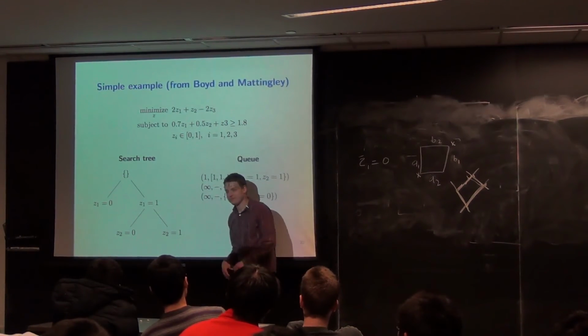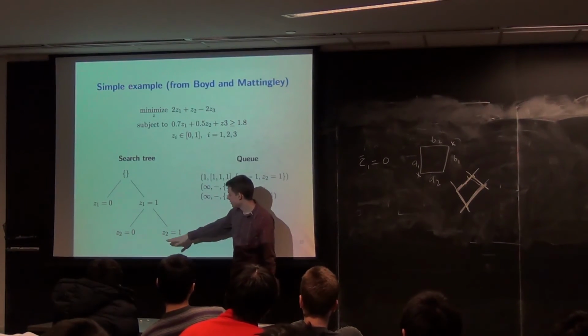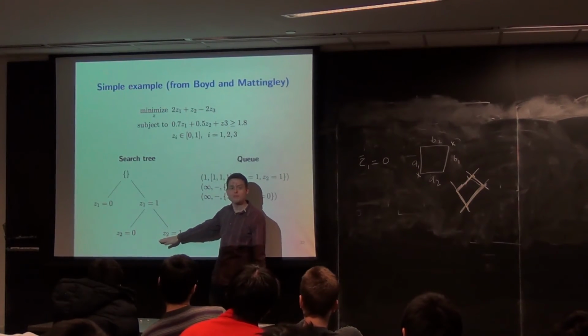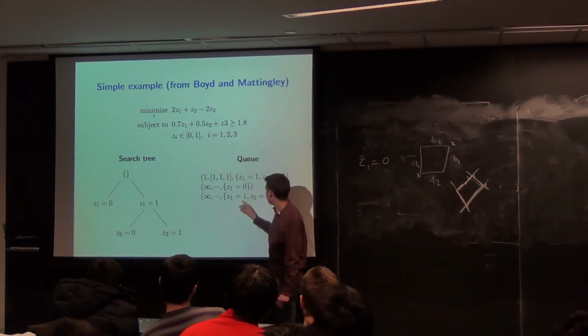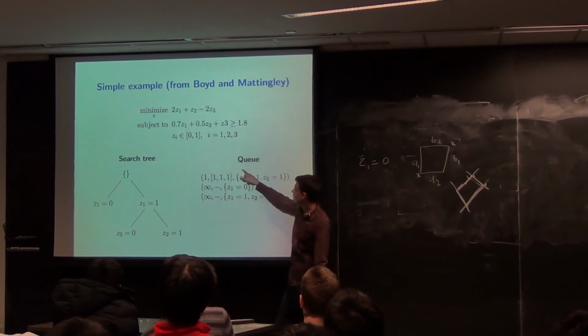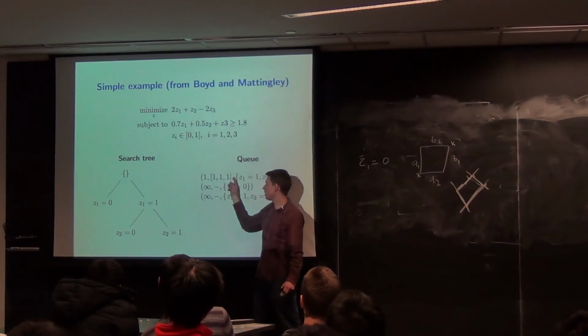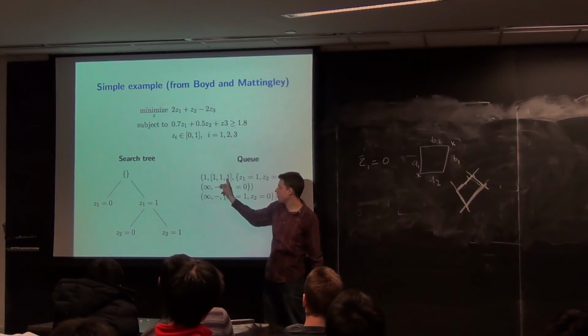So that one goes to the bottom of the queue. Have the case where z2 equals 1. You solve that. And lo and behold, with these 2 constraints, solving this problem, you get objective value 1 and all integers.